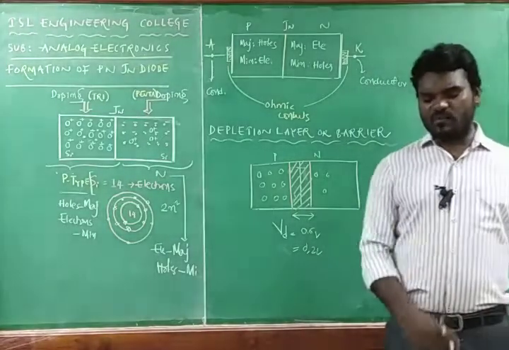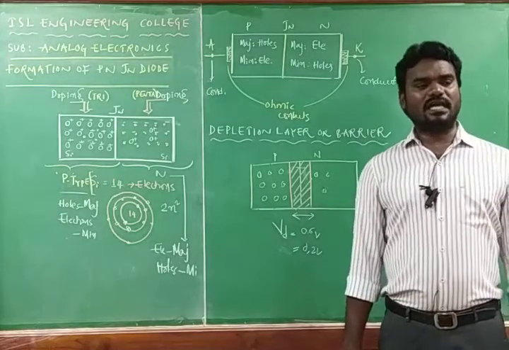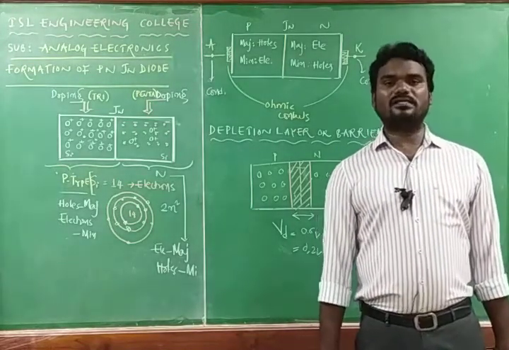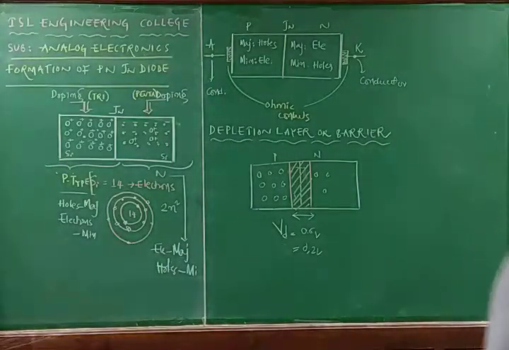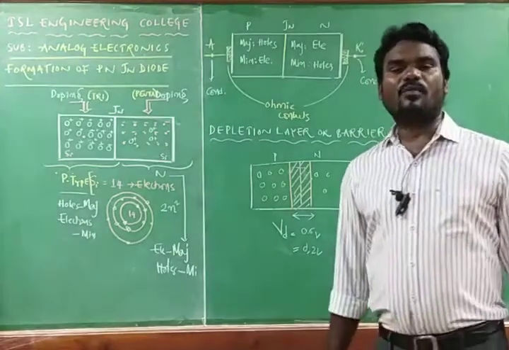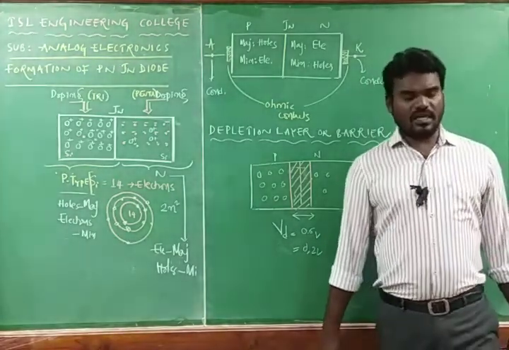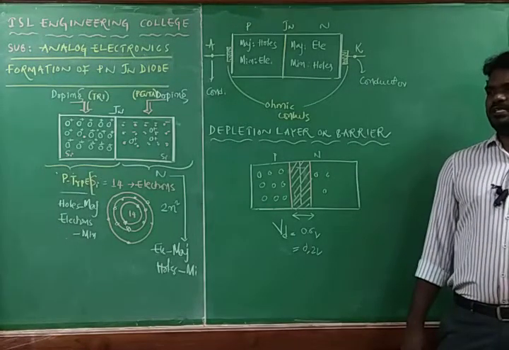And this property of the PN junction diode is named the unilateral property. It can allow the current in one direction; in the other direction it is not going to conduct the current. By using the unilateral property, the PN junction diode is widely used in the process of rectification. Rectification is nothing but the process of converting AC to DC.